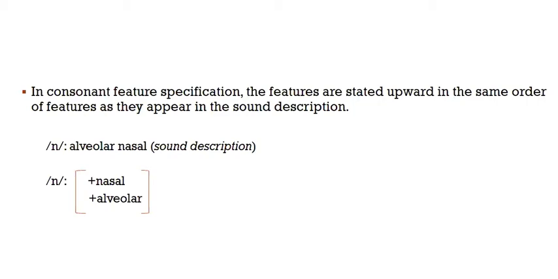In this case, we start with voicing, place, and then manner of articulation for that specific sound. Here, let's say this is where I consider this topic gets a little complicated. Okay, look at the definition, or the explanation that is in the slide now. It says, in consonant feature specification, the features are stated upward in the same order of the features as they appear in the sound description.